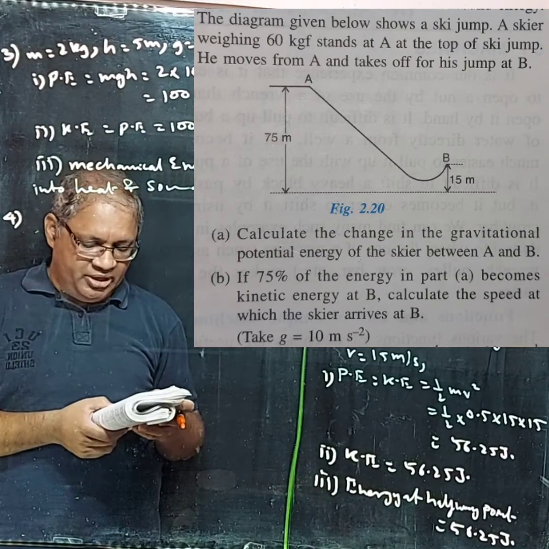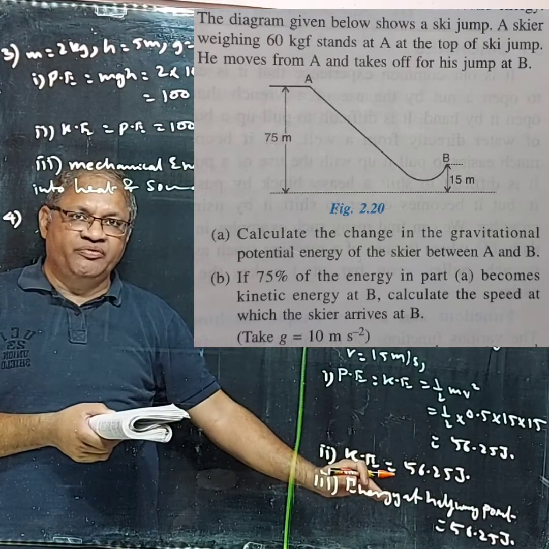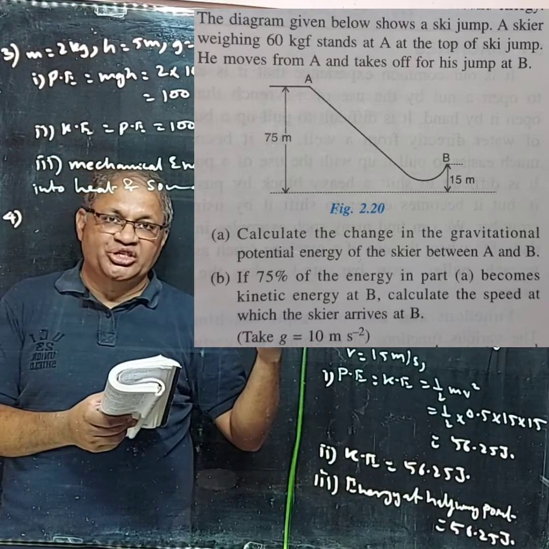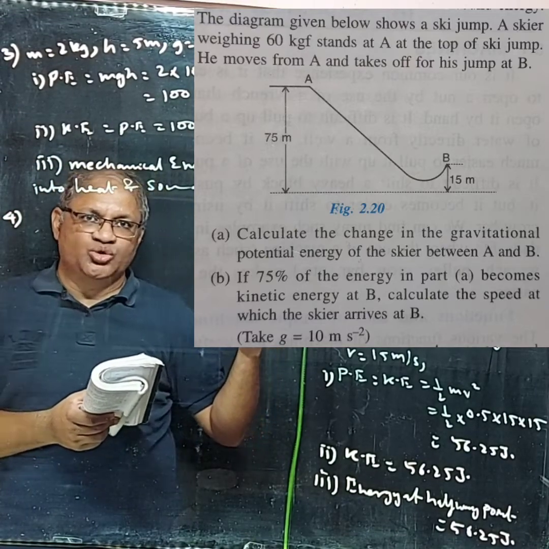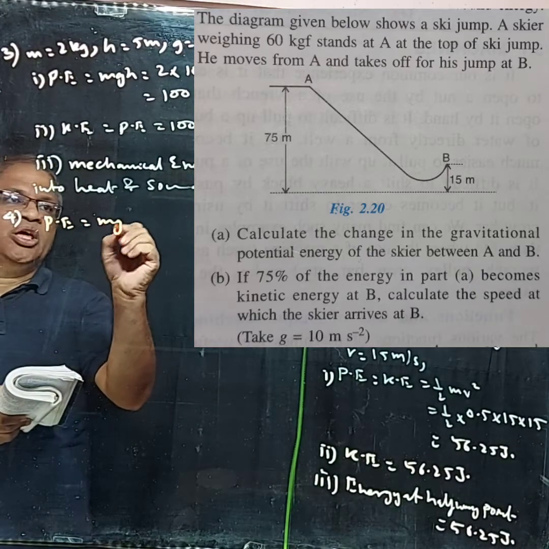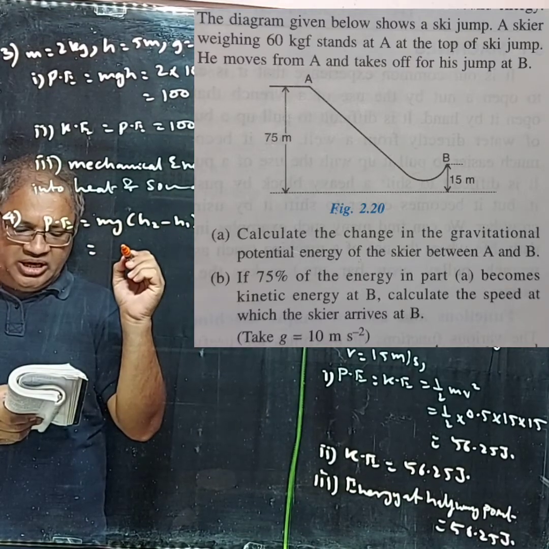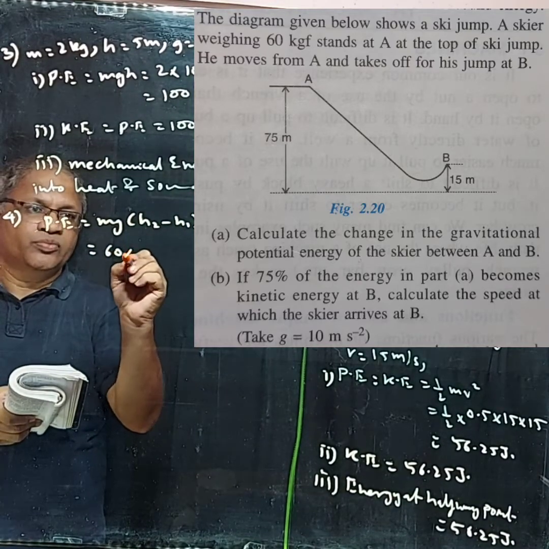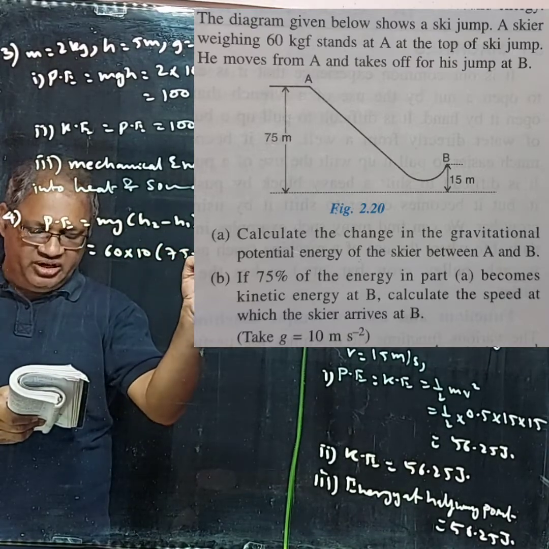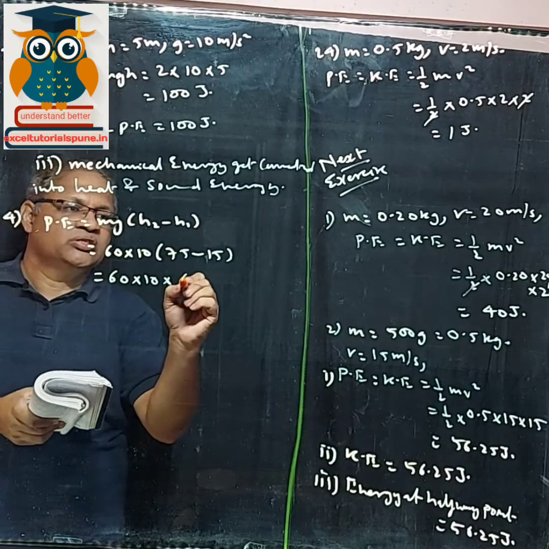So if you see the figure, the height on one side is 75 and another side is 15. So you use the formula for potential energy, change in potential energy, mg h2 minus h1. So mass they have given is 60, gravity is 10, h2 minus h1, 75 minus 15. So 60 into 10 into 60.